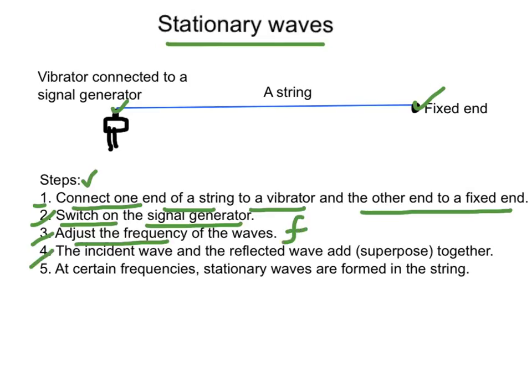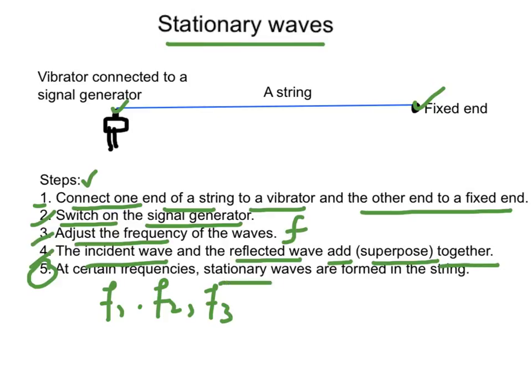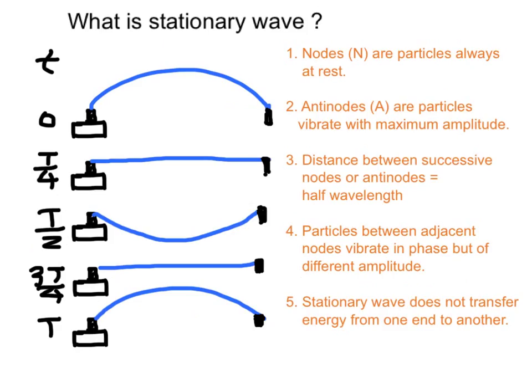Then, the incident wave and the reflected wave add or superpose together. At certain frequencies, maybe F1, F2, or F3, there are stationary waves formed in the string. What is a stationary wave?